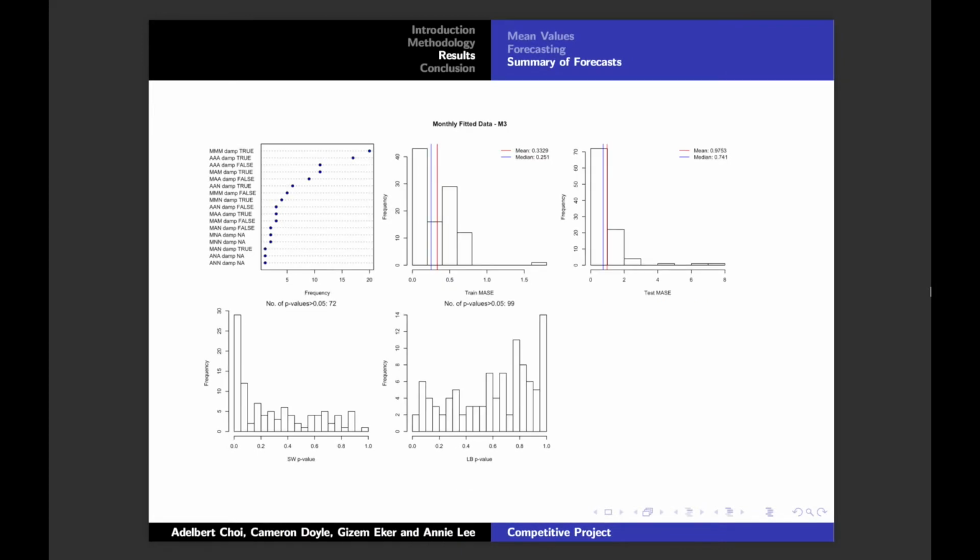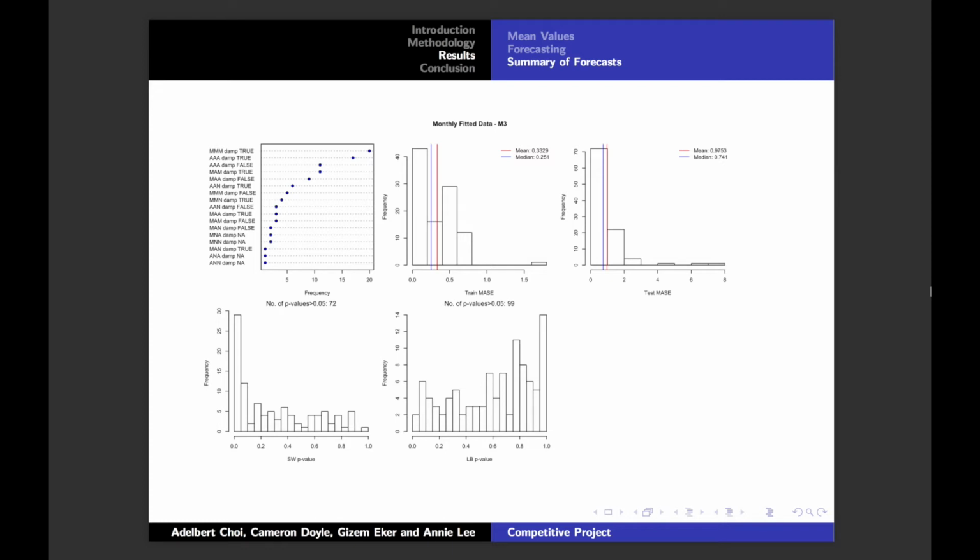Here we have a visual summary of our models for the monthly series. You can see most of the monthly data was fitted to the MMM damped true model, and we had 72 models pass the Shapiro-Wilk test, and 99 of the 101 models passed the Young-Buck's significance test. Overall, there were relatively low MAC values for both the training and the test data sets. However, the range in MAC was larger for the test set.